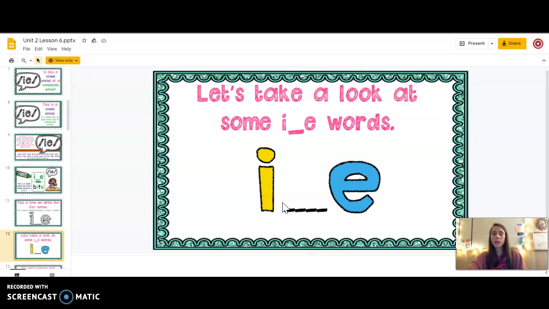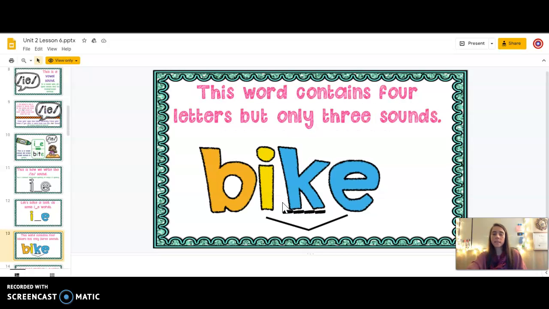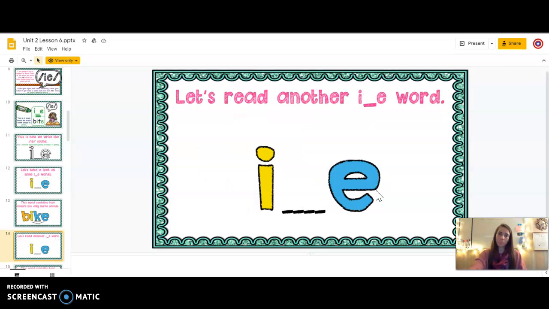Let's take a look at some I words. Bike. Say bike. This word contains 4 letters, 1, 2, 3, 4, but only 3 sounds. B, I, K. Bike. Because the E is? The E is silent. Good job.